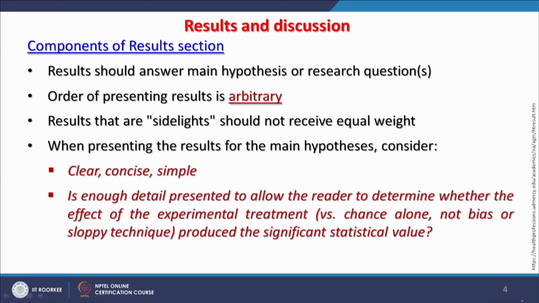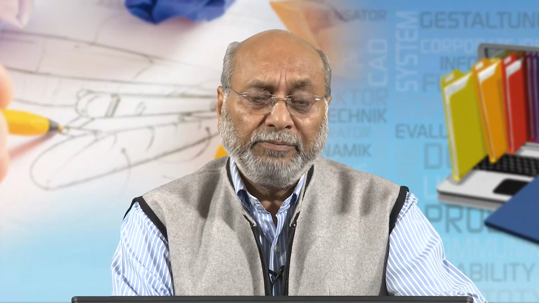Further, enough detail should be presented to allow the reader to determine whether the effect is of the experimental treatment versus chance alone, or bias and sloppy techniques. Here we should assess by ourselves whether the things presented in the results section are sufficient, or whether there is a lacuna or something lacking, and we should fill that.